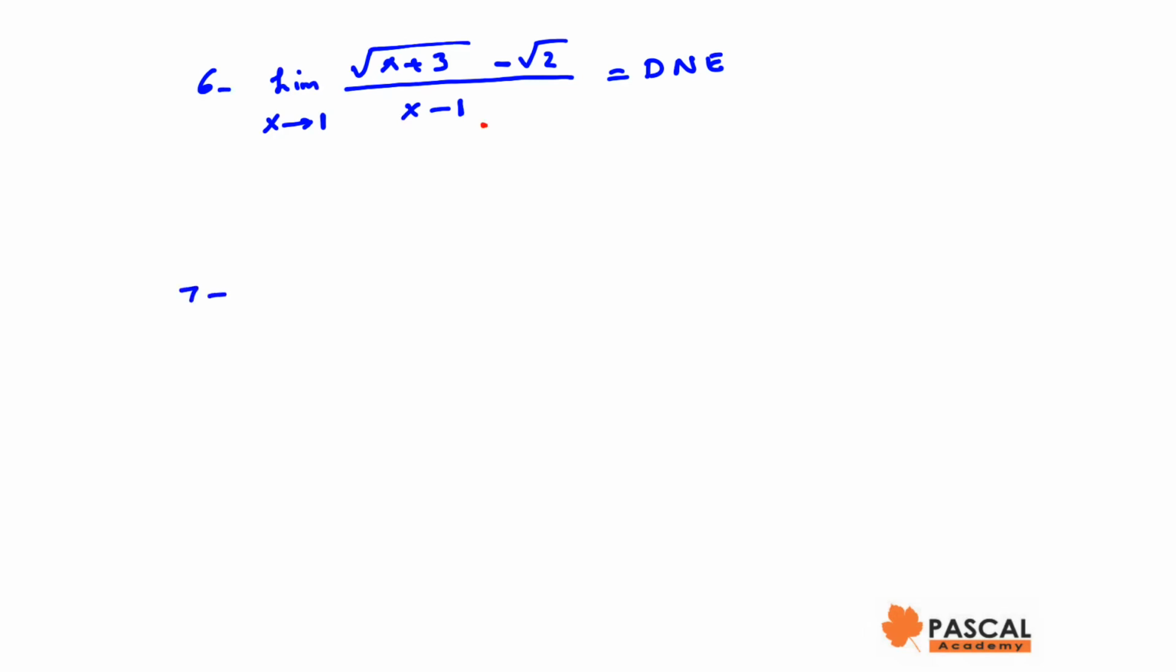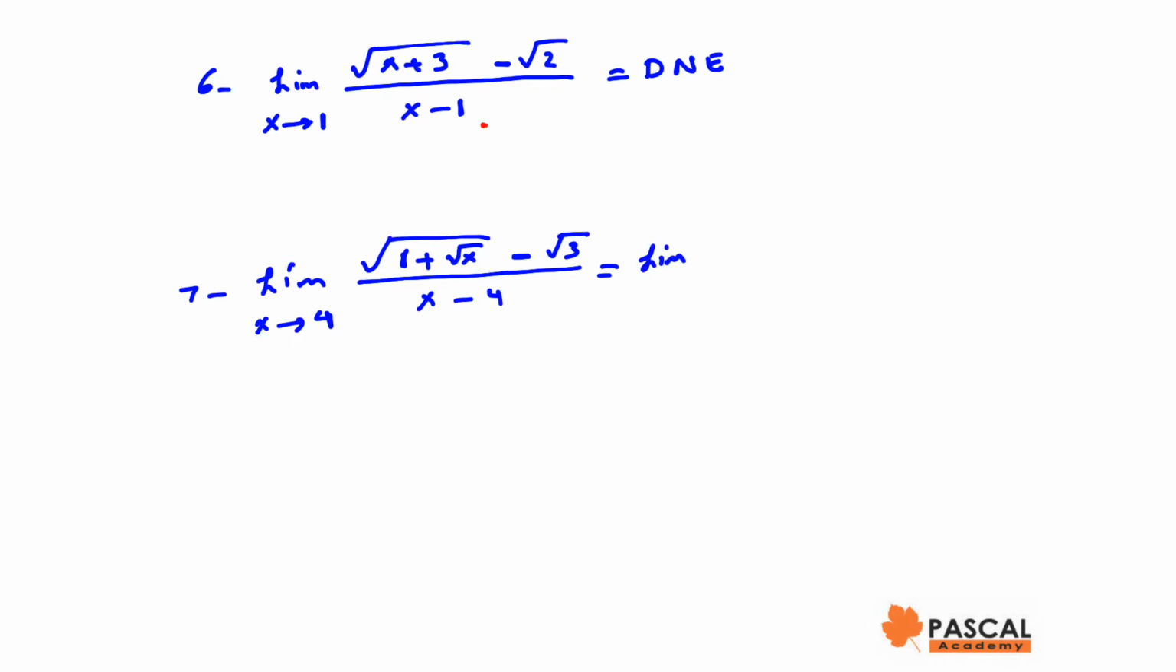Question number 7. Limit of (square root of 1 plus root x minus root 3) divided by (x minus 4) as x approaches 4. As x approaches 4, both the numerator and the denominator of the fraction are approaching 0. Therefore, to find the limit, we have to simplify the given function.